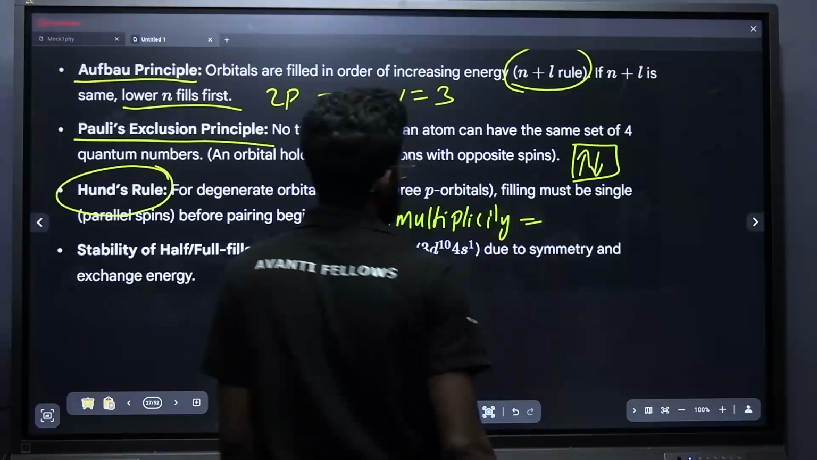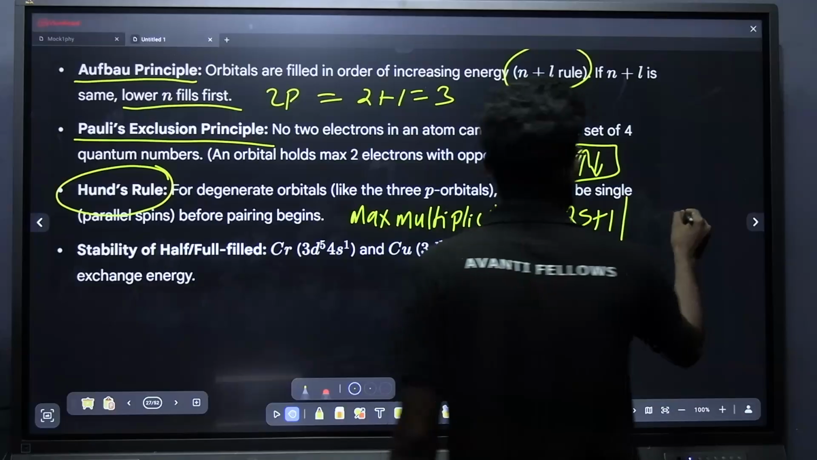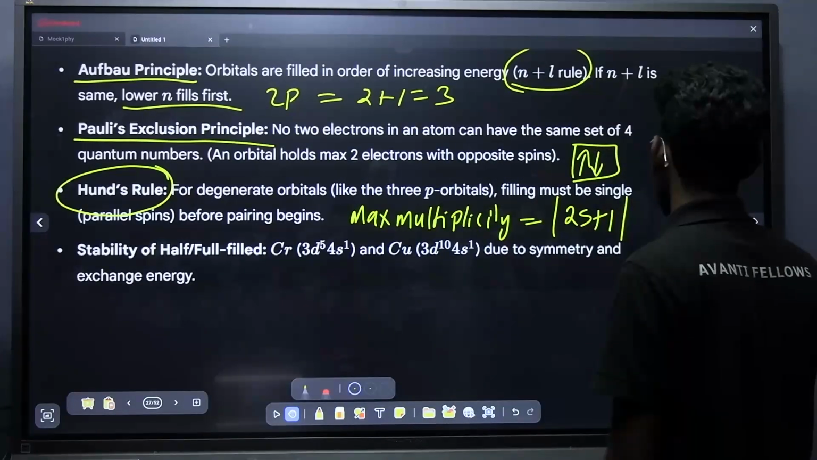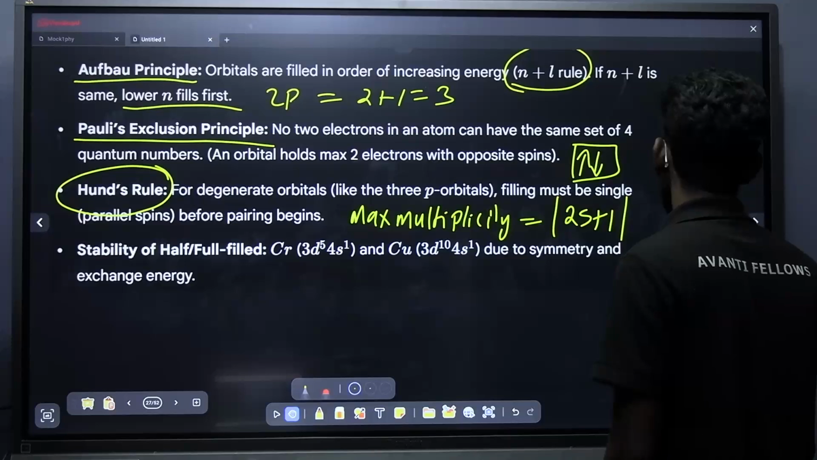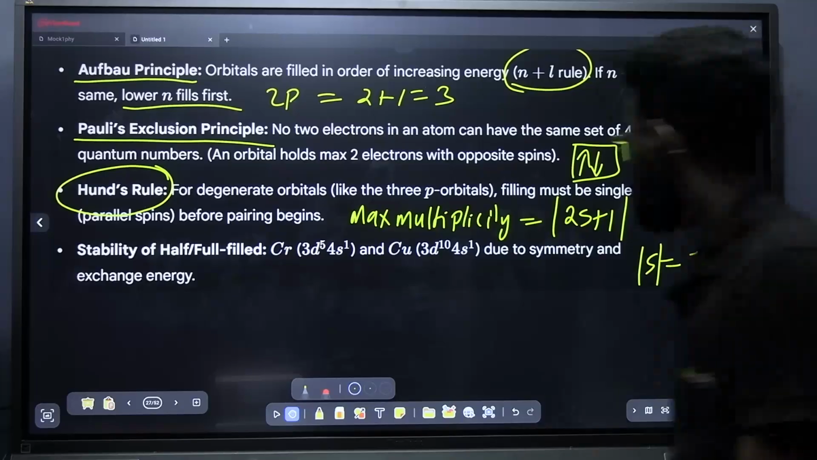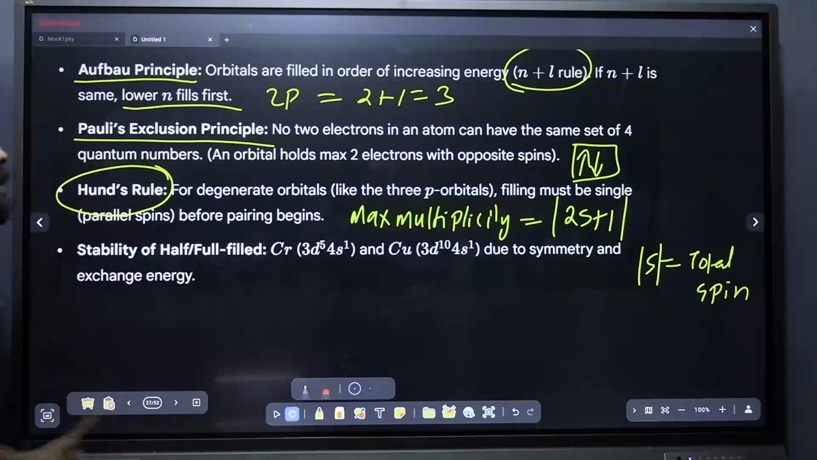What is that maximum multiplicity equation? Modulus of 2S plus 1, where S is the total spin, and we have to take the modulus of total S. This is using the maximum multiplicity equation only. You have to arrange the electrons.